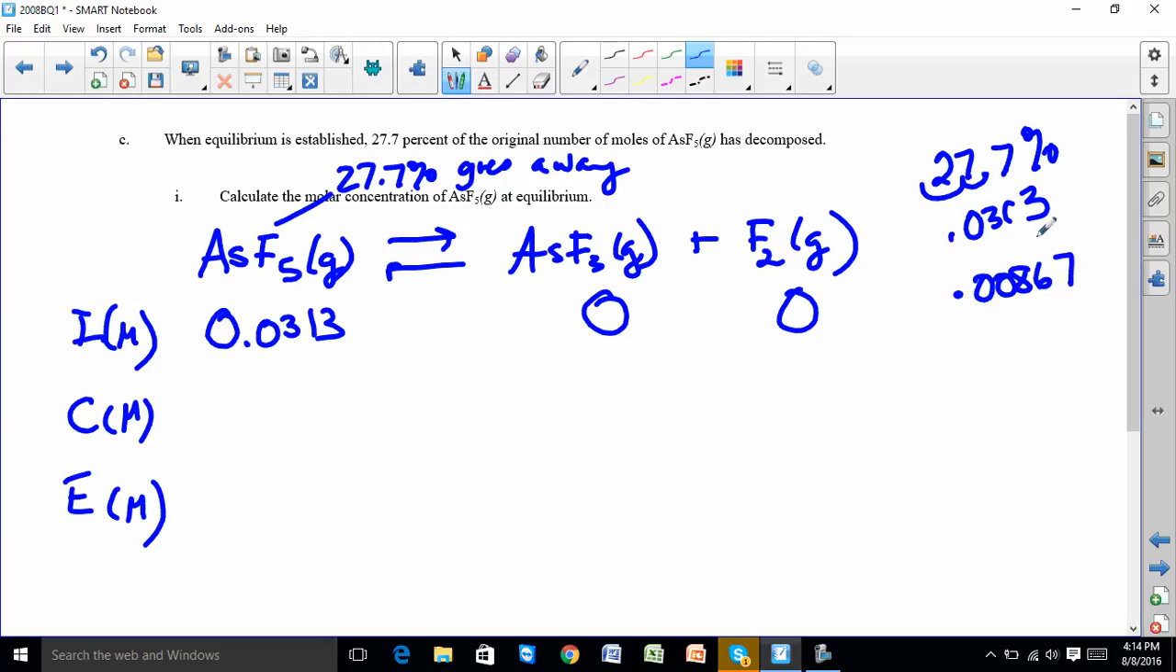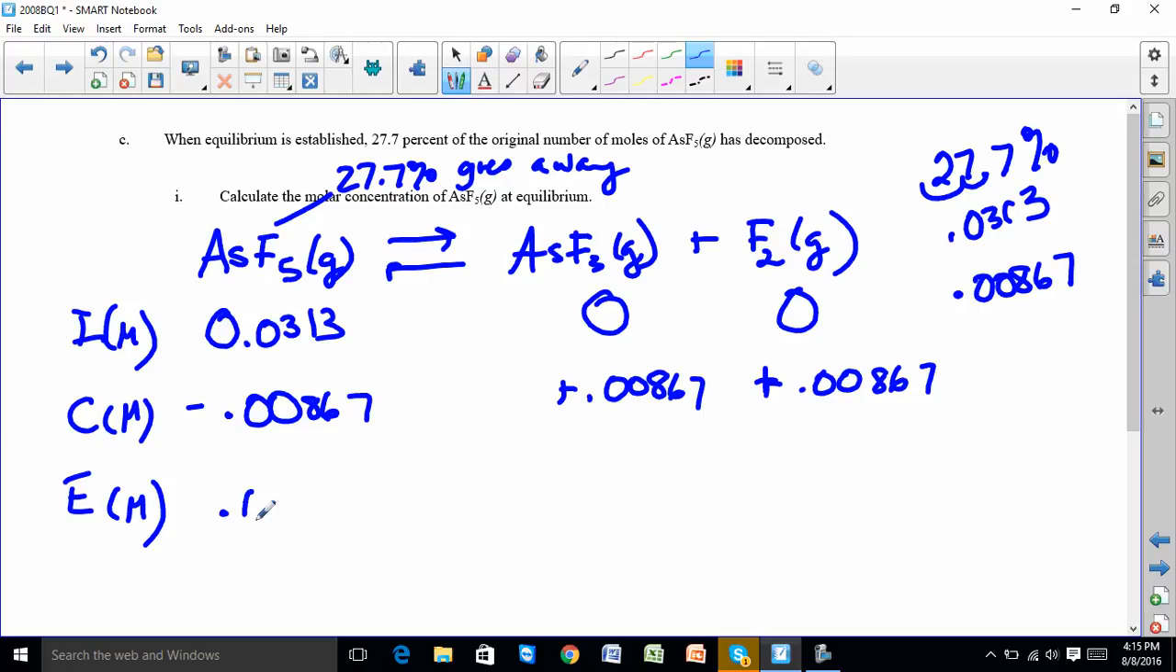0.00867. This has 3, this has 3, this has 3. I'm going to keep 3. This is going to go down 0.00867. But these are going to go up 0.00867. Remember, those aren't sandwiched. They're not final zeros after the decimal point. And so very important, this comes up all the time, 1 to 1 to 1. These go up, this goes down, because for every 1 mole of this that leaves, 1 mole of each of these comes. Now, when I do this subtraction here, I'm going to get 0.0226, because 0.0313 minus 0.00867.